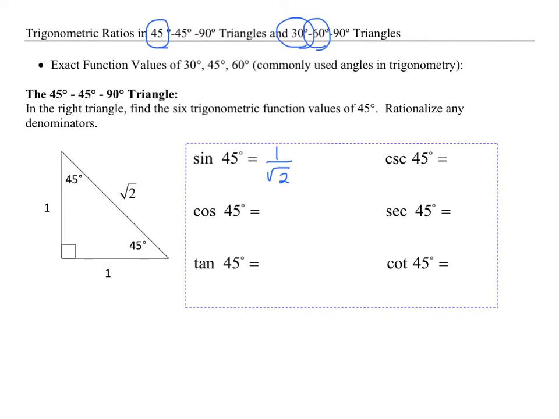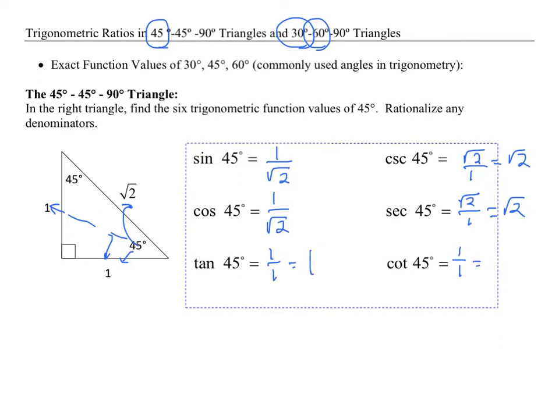Now we can get the cosecant quite easily by just doing the reciprocal of the sine, and that's just going to be square root of 2 over 1, which is just square root of 2. Good? Now what about cosine? Well, cosine of 45 is adjacent over hypotenuse. Good? Which is 1 over the square root of 2 again. So the secant's going to be square root of 2 over 1, or square root of 2. Now what about the tangent? Well, the tangent of 45 is opposite over adjacent, which is 1 over 1, or 1. So the cotangent's going to be 1 over 1, or 1.